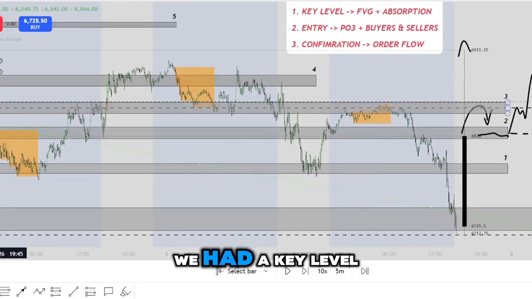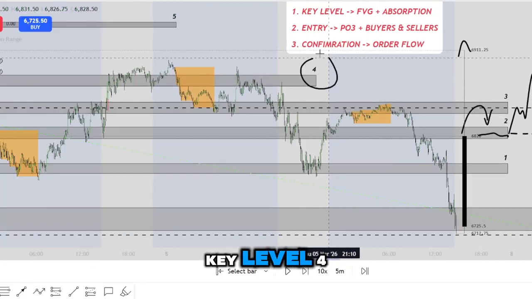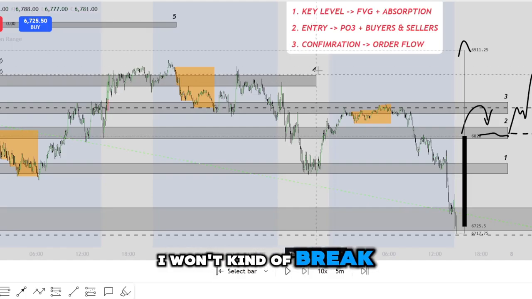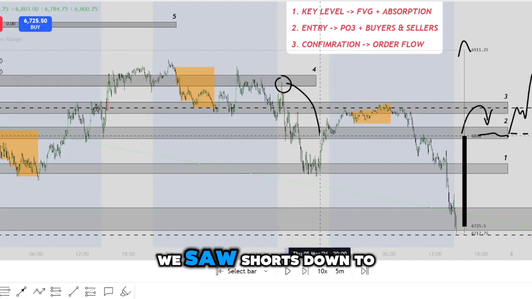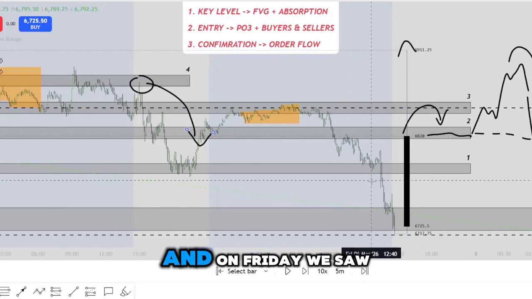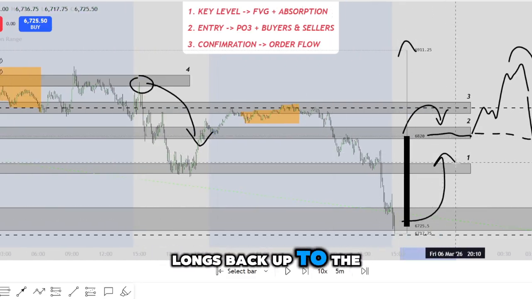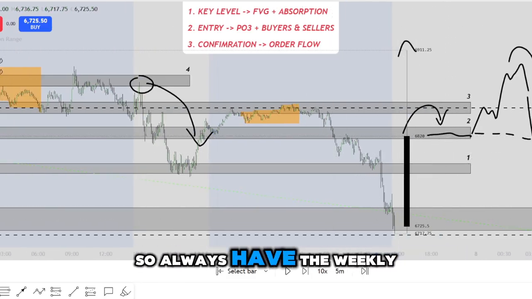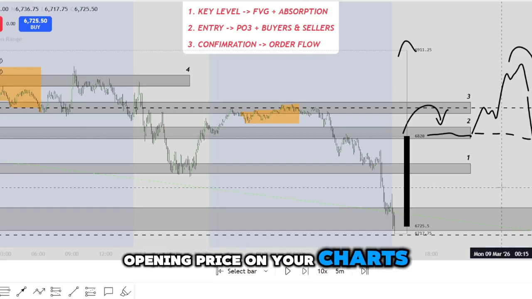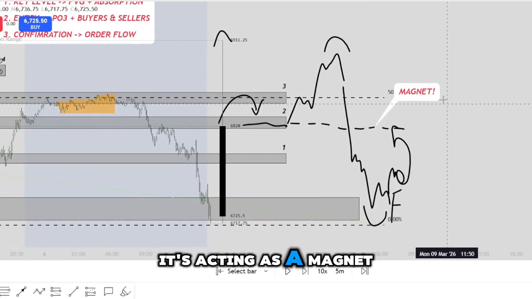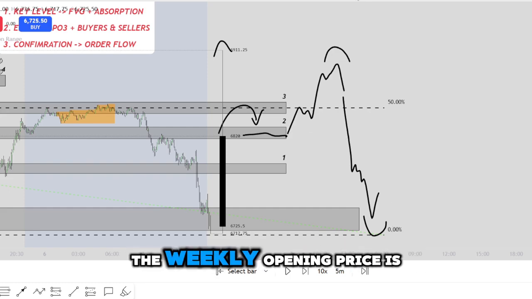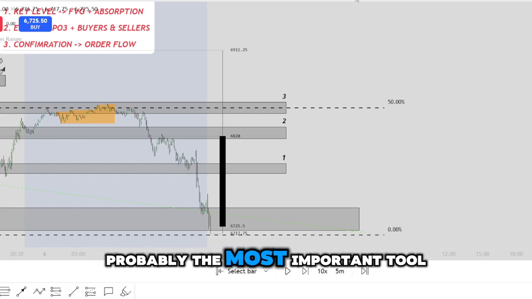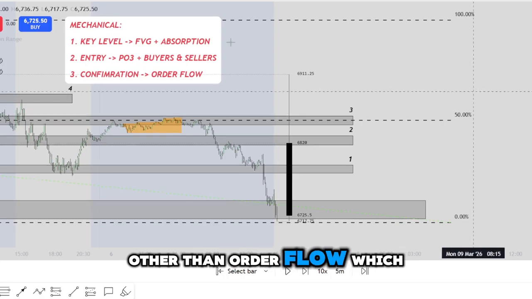So for example, we had a key level here, for example, key level 4, I won't break down how I got this, but key level 4 is a key level. And so we saw shorts down to the weekly opening price. And on Friday, we saw longs back up to the weekly opening price. So always have the weekly opening price on your charts, or at least in your mind, right? It's acting as a magnet. We want to be trading towards this weekly opening price. The weekly opening price is probably the most important tool I have other than order flow, which isn't obviously on this chart.